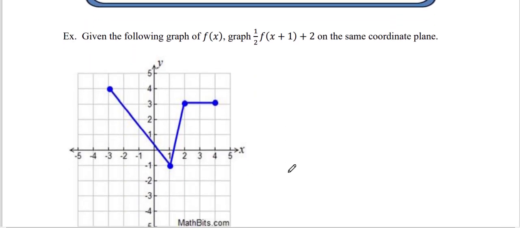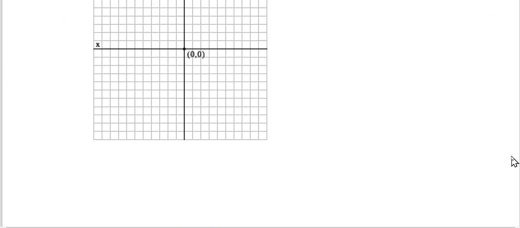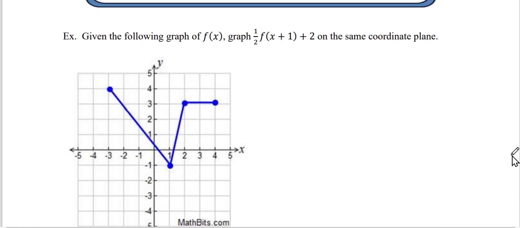Let's look at least one example here. I think we have two examples to look at. Let's do these two examples and then we'll wrap this up. Whatever the function is here, it is given in this picture. Whatever equations describe that doesn't really matter. What matters is that we have these three things happening. We've got this 1/2 multiplied times it. We've got this +1 added to the x inside there. And then we've got this +2 outside of the function.